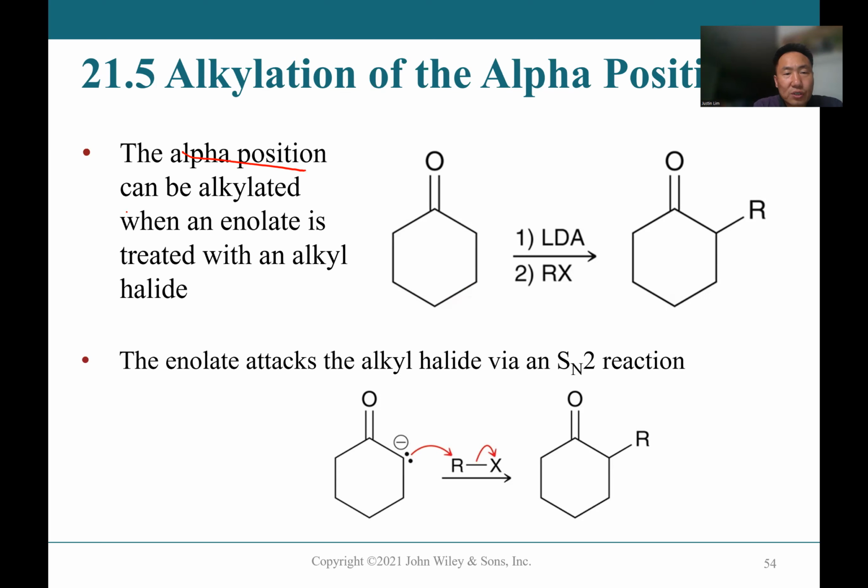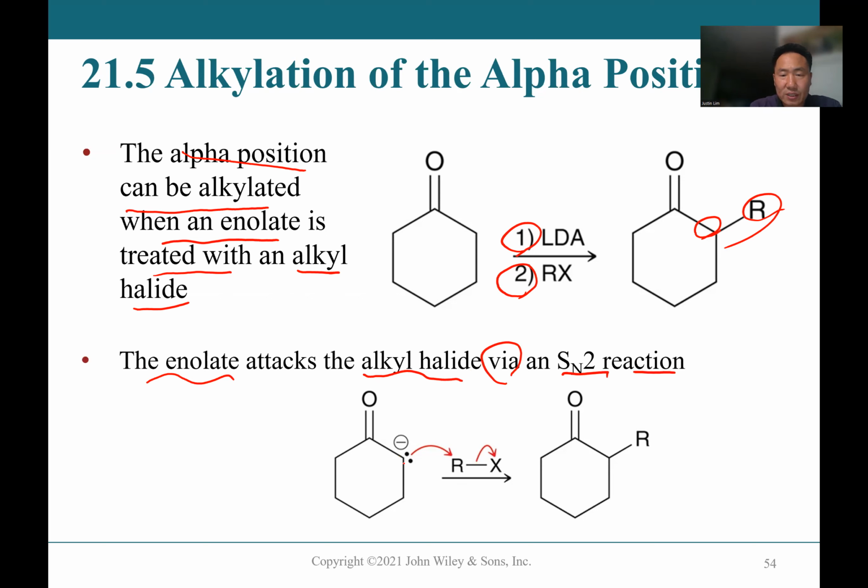The alpha position can be alkylated when an enolate is treated with an alkyl halide. So there are two steps. Step 1, use base. Step 2, alkyl halide. Then you can generate alkylation of the alpha position. The enolate attacks the alkyl halide via an SN2 reaction.